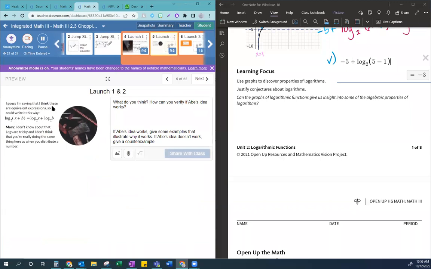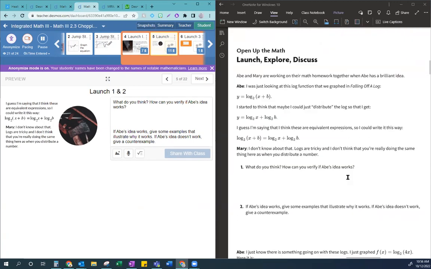So it says, I guess I'm saying that I think these are equivalent expressions. So I could write it this way: log base 2 of (x plus b) equals log base 2 of x plus log base 2 of b. Mary says, I don't know about that. Logs are tricky, and I don't think that you're really doing the same thing here as when you distribute a number, right? So I like how Mary is describing this because she's saying log base 2 is not a number. In your head, if you think that log base 2 is a number, that's like saying plus is a number, times is a number. Plus and times are what we call operations.